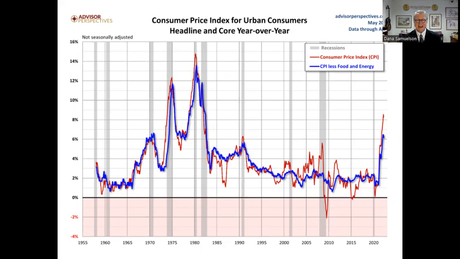It wasn't contained in the first wave, and it wasn't contained in the second wave. It was only until the third big wave hit that inflation was finally contained by Paul Volcker, primarily because he had the desire to do it. And it wasn't about politics. It was about doing the right thing.